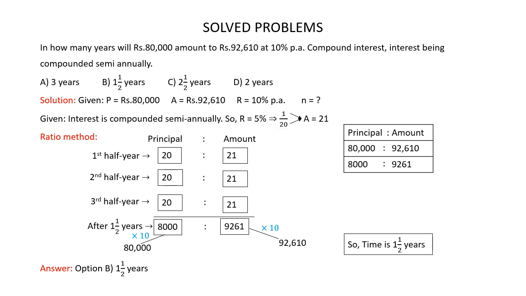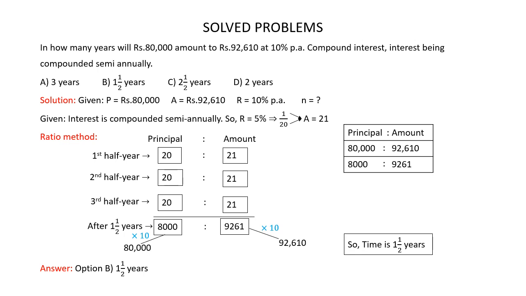The denominator 20 here is the principal and the numerator 1 is the interest. So the amount here would be 20 plus 1, which is 21. So if the principal for each half year is 20, then the amount for each half year would be 21.